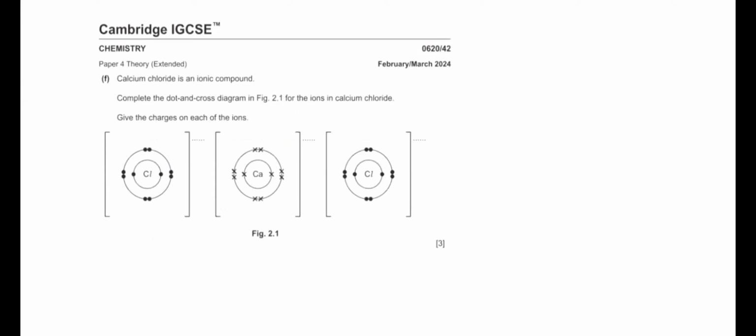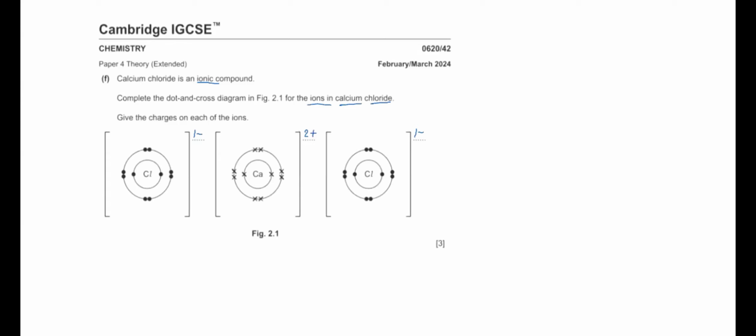Question 2, part F. Calcium chloride is an ionic compound. Complete the dot and cross diagram in figure 2.1 for the ions in calcium chloride. Give the charge on each of the ions. We know halogens form monovalent negative ions, so the charge on the halide must be -1. And the charge on calcium must be +2 because it belongs to group 2. All the group 2 metals form divalent cations.